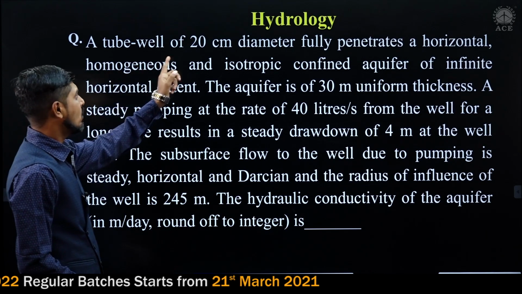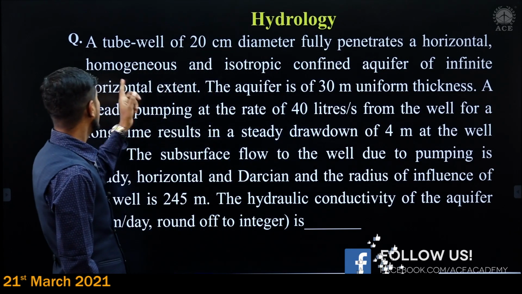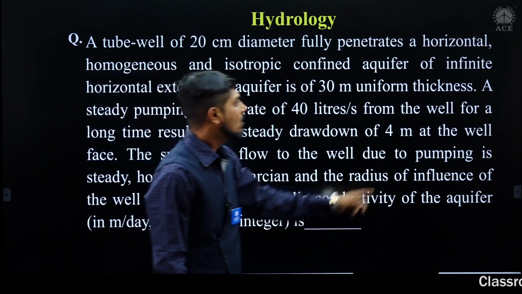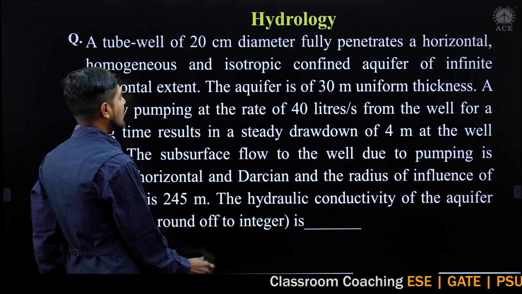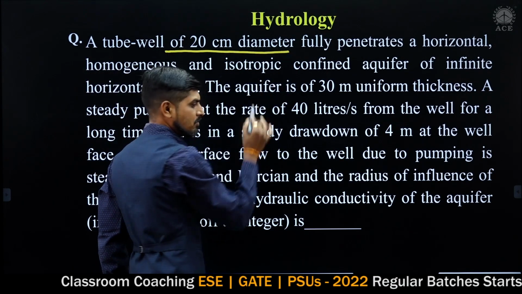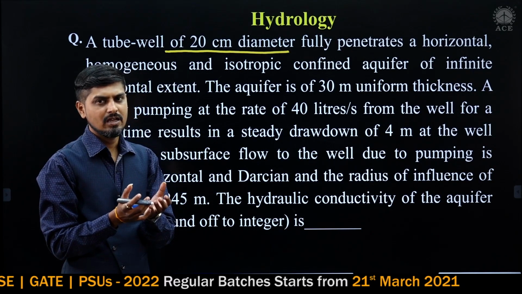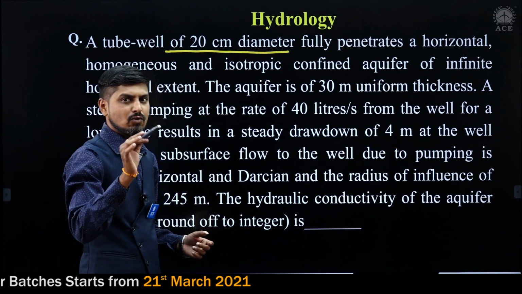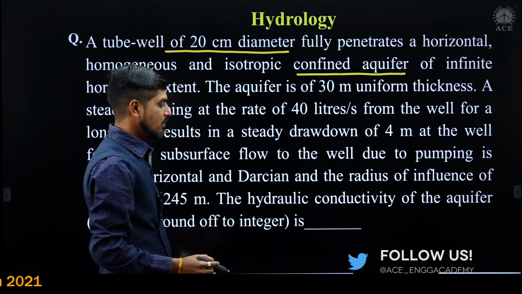A tube well of 20 centimeter diameter fully penetrates a horizontal, homogeneous and isotropic confined aquifer of infinite horizontal extent. A lot of data is given here. The diameter is 20 centimeter, which means automatically the radius will be 10 centimeter. And one more important piece of information: this tube well is fully penetrating in a confined aquifer. So let me write the given data.